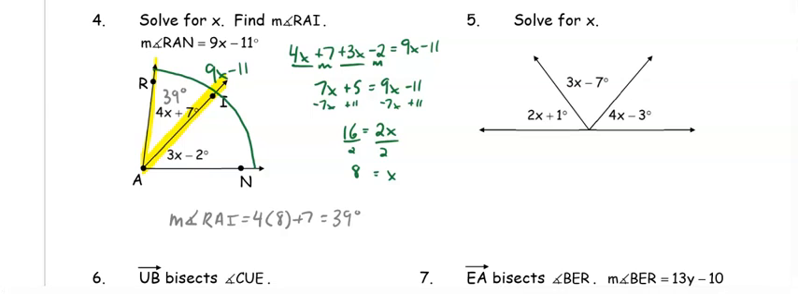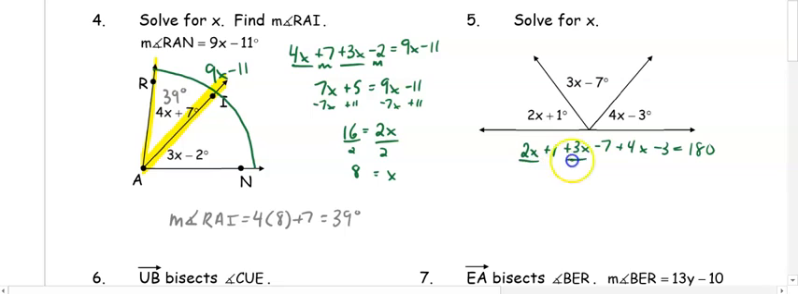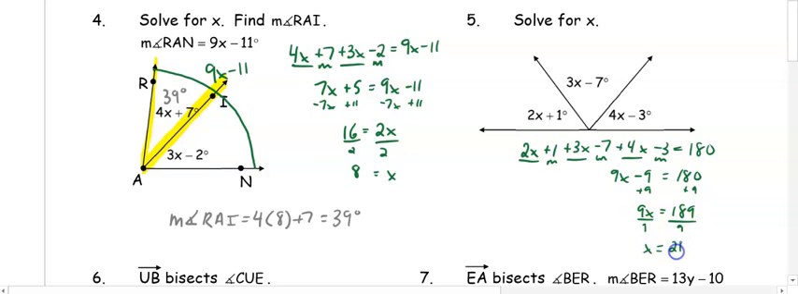In number 5, we have 3 angles here that are forming a straight line. So remember, a straight line has a measure of 180, so we can add up all 3 angles here and set it equal to 180. So we can combine our x's and our numbers. So we get 9x minus 9 is equal to 180. We can add 9 to both sides, so 9x equals 189. When we divide by 9, x equals 21.